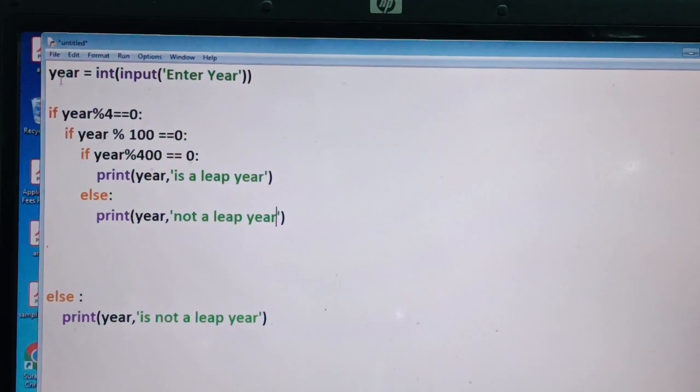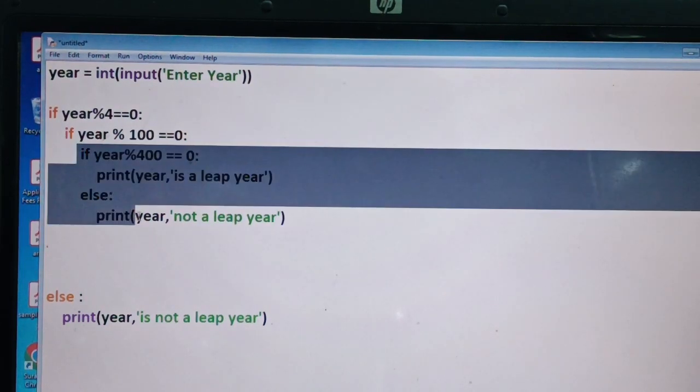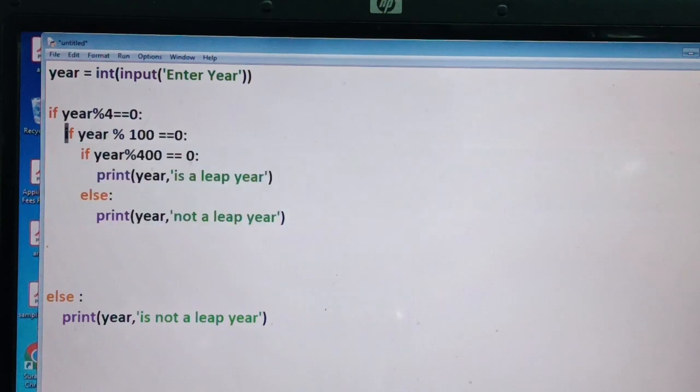Fine. Now try to understand. This particular if else is within the body of this if, and this if is within the body of the first if. So this is simply a nested conditional statement. I hope this much is clear to you.